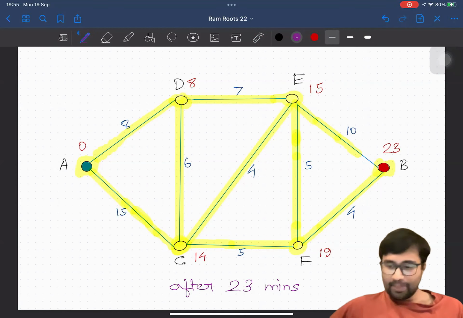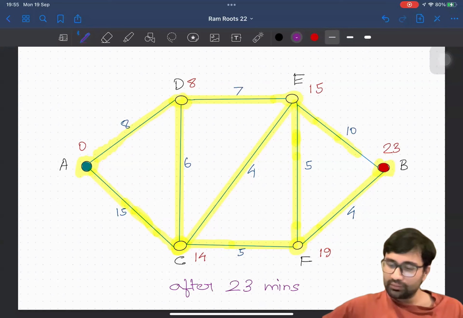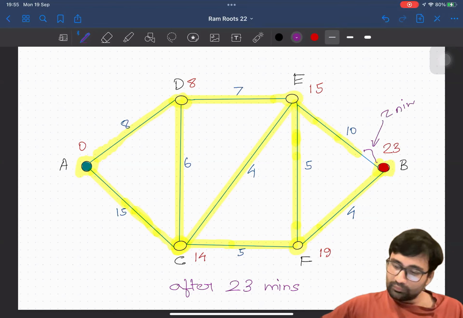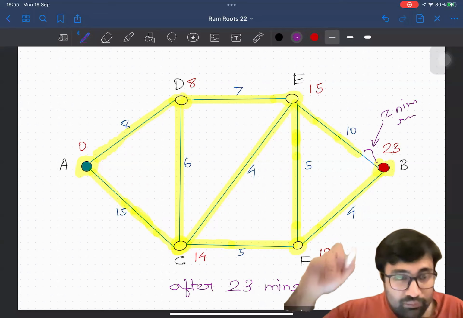Right. Yes, sir. And the fire spreading from E to B is still a little away. Right. Yes, sir. It will take 2 minutes more. Yes. So 2 minutes more remain. Yes, sir. But sir, what did we actually want to know? Sorry, somebody had a comment.